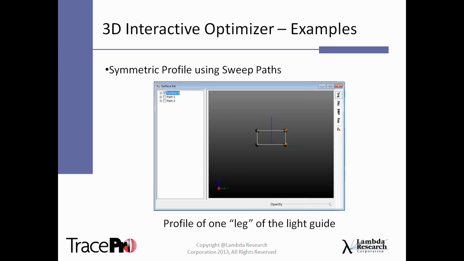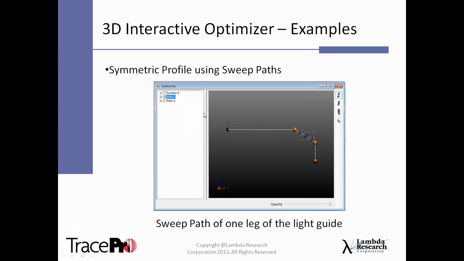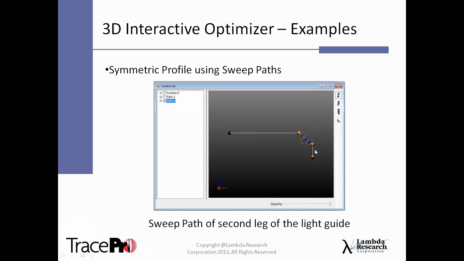Then the next step is to define the sweep path. In this case, that profile will be swept along this segment. I have a spline segment here. It's set nearly straight now with 3 control points, and then making a right turn coming out here. This is for one leg. I repeat that process for the second leg. In this case, this is a slightly longer sweep path, so this is the longer leg of the light guide.